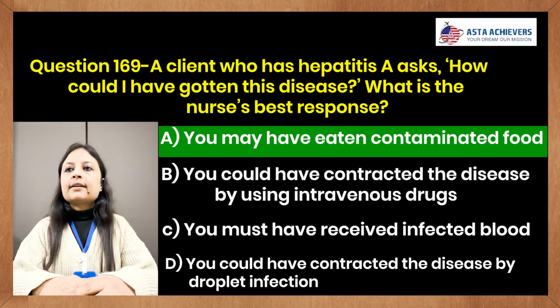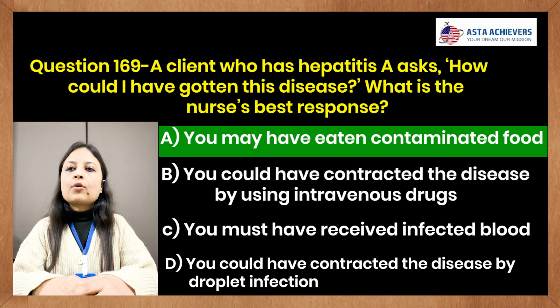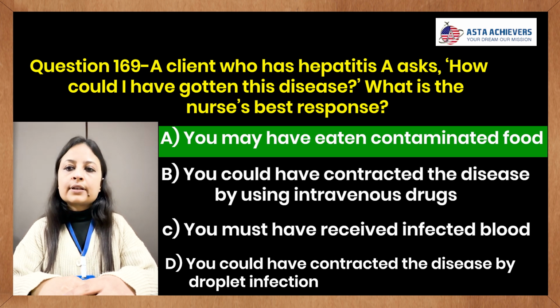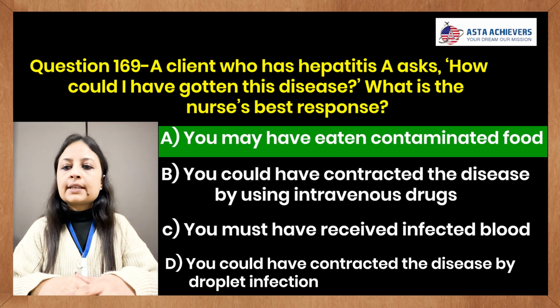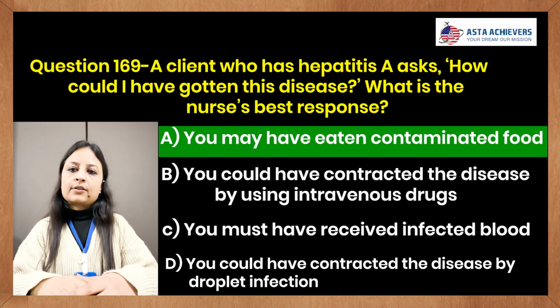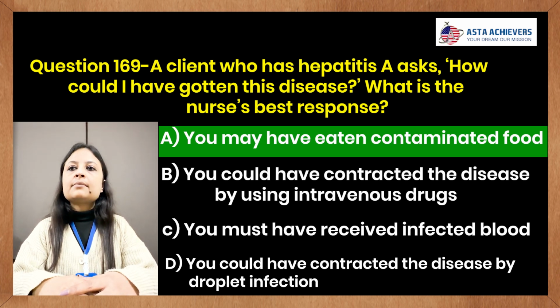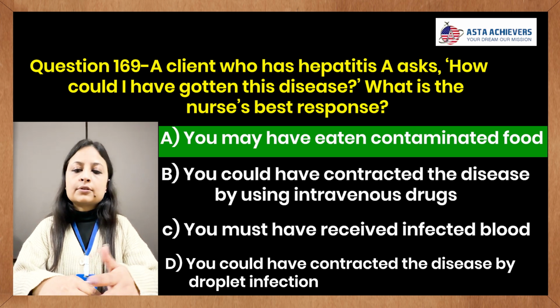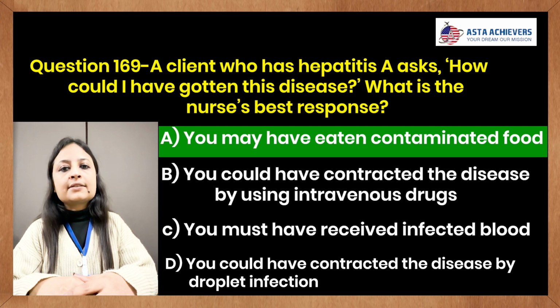Question 169. A client who has hepatitis A asks, how could I have gotten this disease? So what is the best nurse's response? Option A, you may have eaten contaminated food. Option B, you could have contracted the disease by using intravenous drugs. Option C, you must have received infected blood. And option D, you could have contracted the disease by droplet infection. So option A, you may have eaten contaminated food, is the correct answer, because hepatitis A is spread through the fecal-oral route with contaminated water, food, or unhygienic conditions.